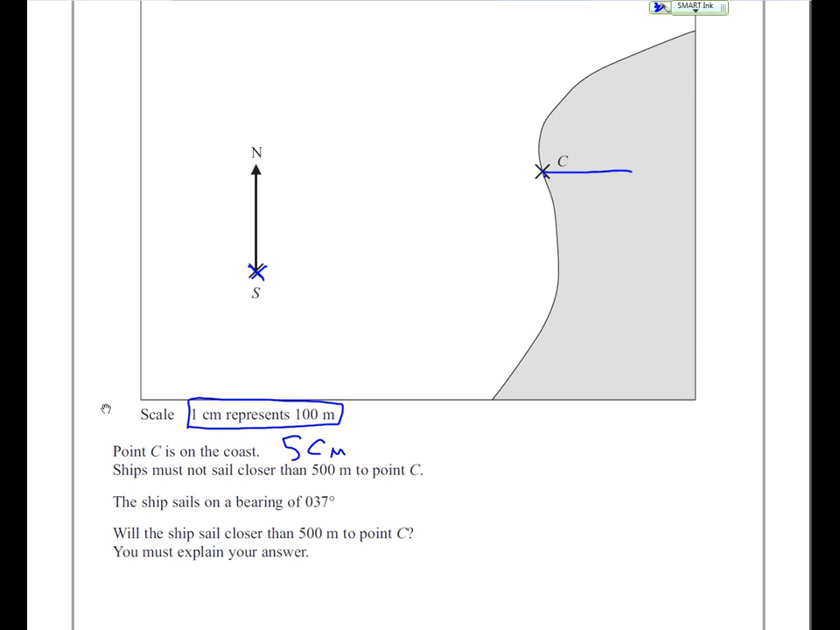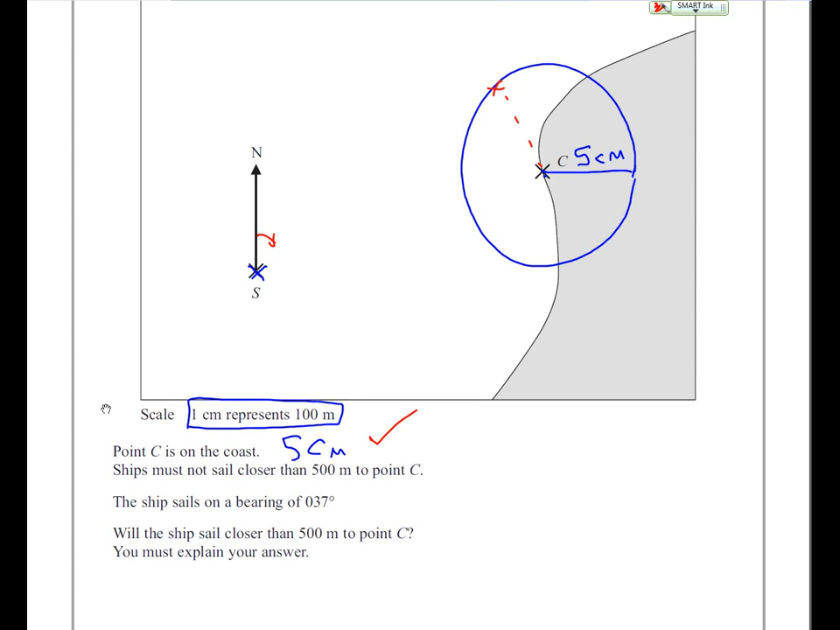You'd get your ruler, you'd measure 5 centimetres, you would get your compass out, and you would draw a circle around like that. And that gets you every single point that's 5 centimetres away from C. So that's the first bit. The ship sails on a bearing of 037. You would get your compass and you would measure an angle of 37 degrees to here.